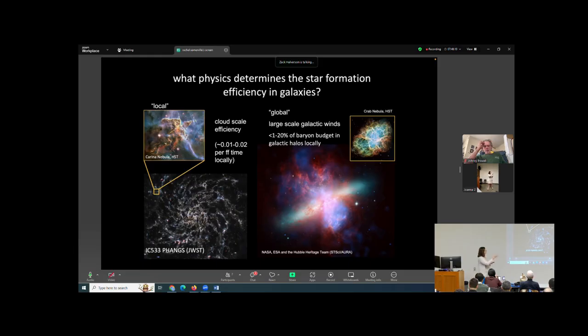Then on more global scales, we have supernova-driven winds that can drive gas out of the ISM, perhaps even out of the CGM, obviously making it ineligible for star formation. And the overall star formation efficiency is a combination of these two processes happening on what I'm calling local or cloud scales and global or galaxy scales.